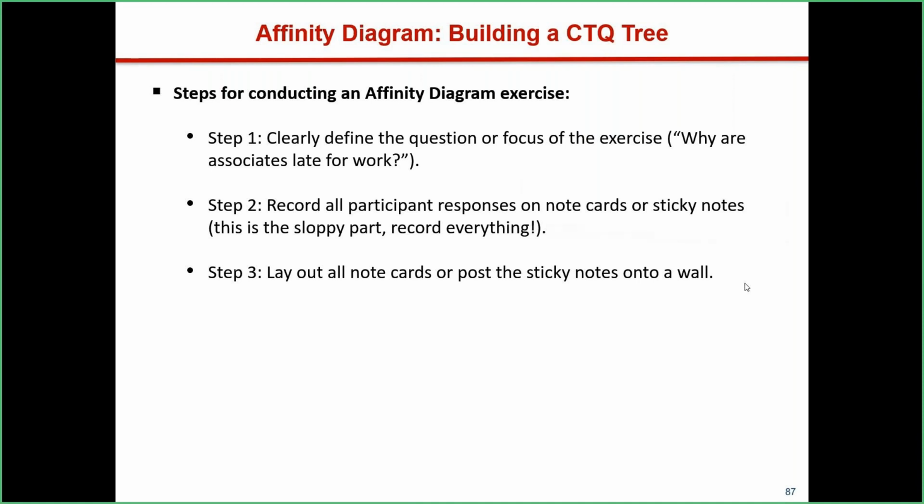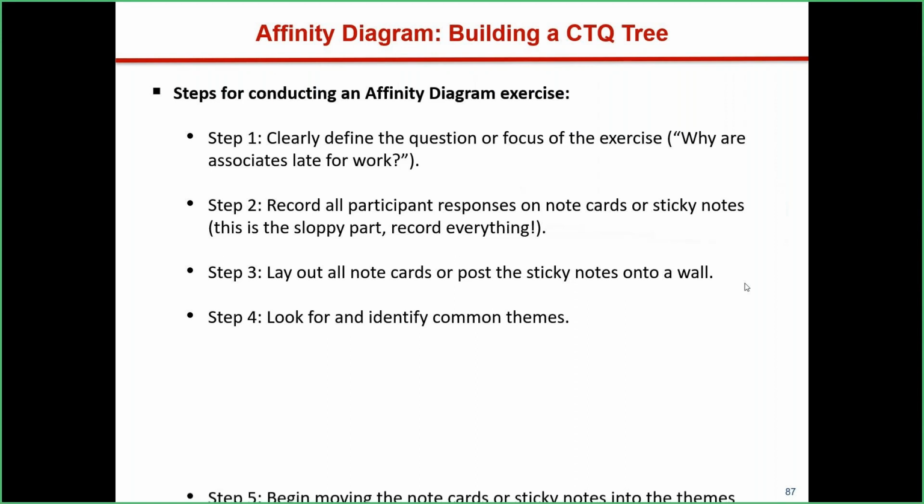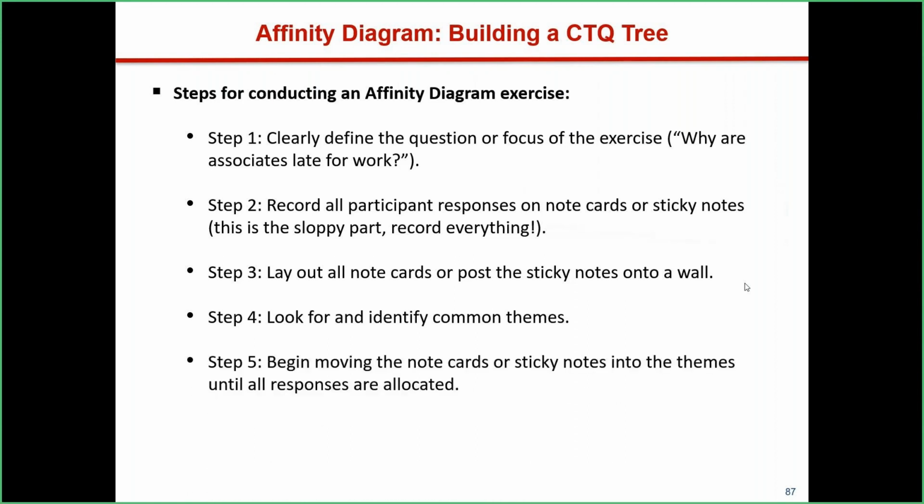Step 3, lay out all note cards or post the sticky notes onto a wall so they're visible. Look for and identify common themes. Begin moving the note cards or sticky notes into the themes until all responses are allocated. Reevaluate and make adjustments.